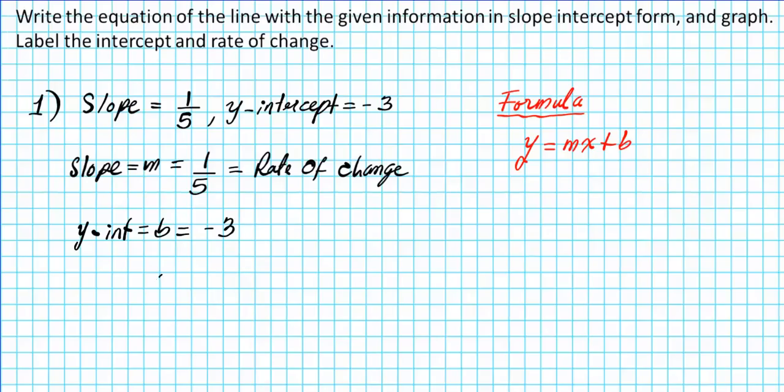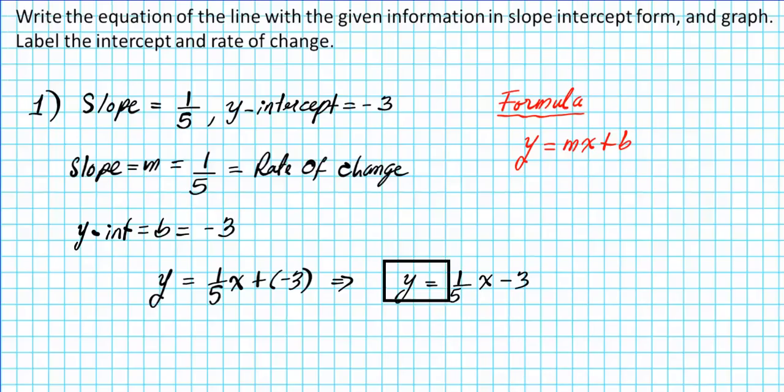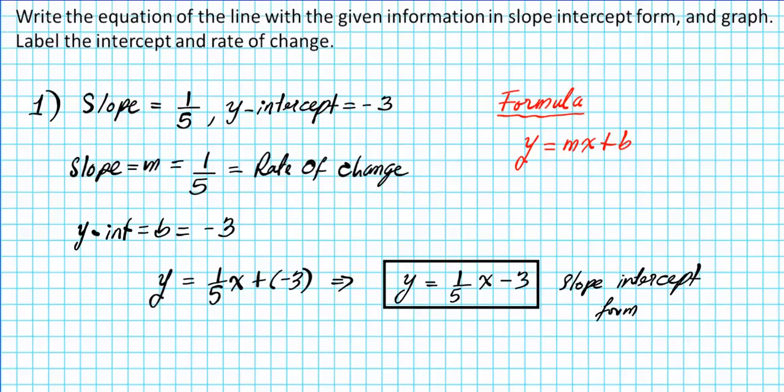So the equation of the line is going to be y equals m, which is 1/5, x plus -3. That's your b, okay? And then we can simplify it into y equals 1/5 x minus 3. Now this is the slope-intercept form of the equation of a line, okay? Slope-intercept form. This is the form that we're asked to generate.